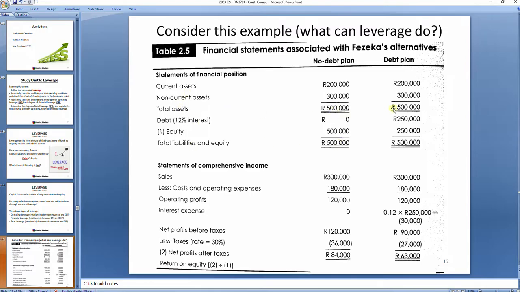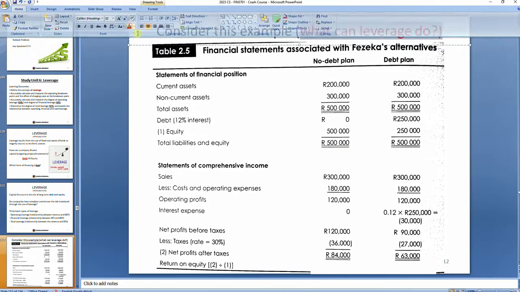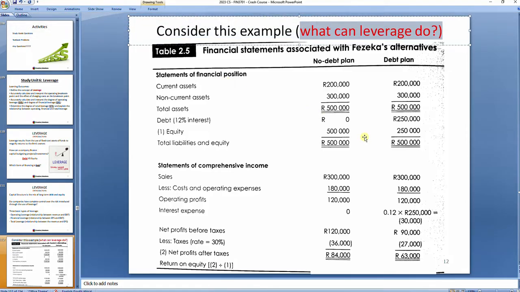Assets, 500,000, 500,000. Liabilities and equity, 500,000, 500,000. Would you say those two are the same companies? No, the different one has more equity versus debt. Okay, you've hit the nail on the head. Leverage. The one company is more leveraged than the other. The one company is using debt and the other isn't.